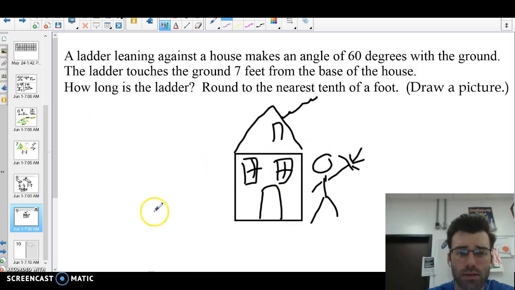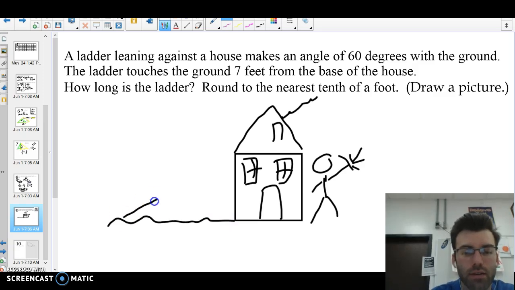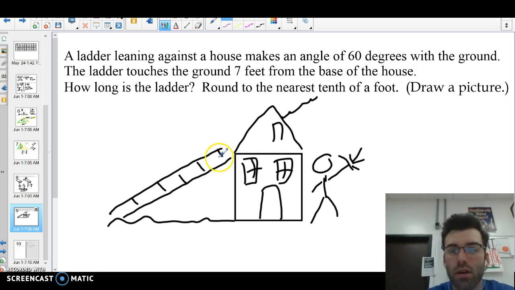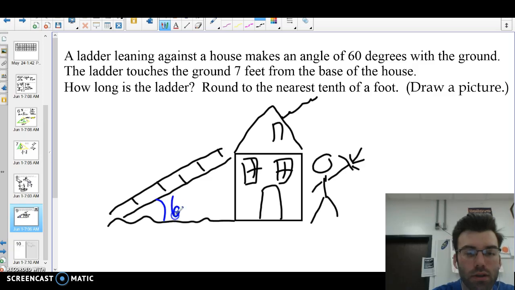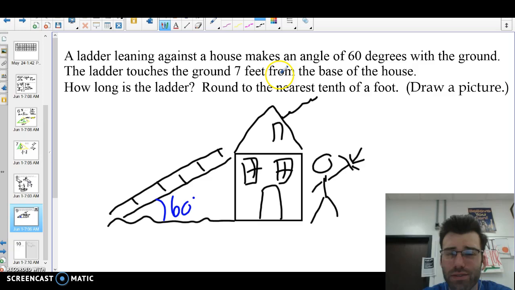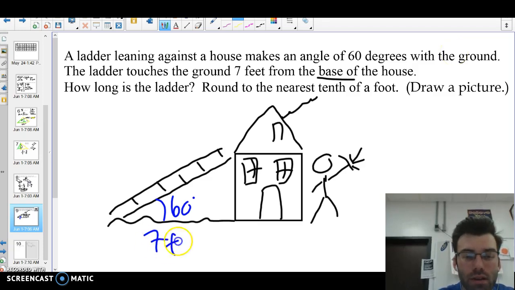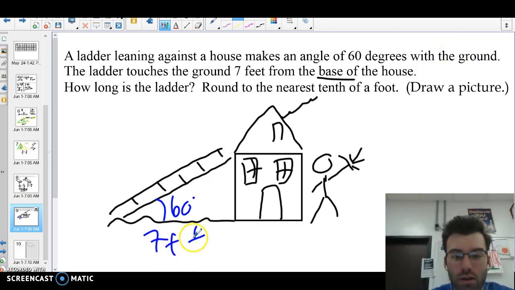All right, so it says there's a ladder leading up. Here's the ground, right? There's a ladder leading up against the house right here. It says it makes a 60-degree angle with the ground. Holy bucket, 60 degrees. The ladder touches the ground 7 feet from the base of the house. So that means this is 7 feet right there. What does it say? How long is the ladder? So our x is here.